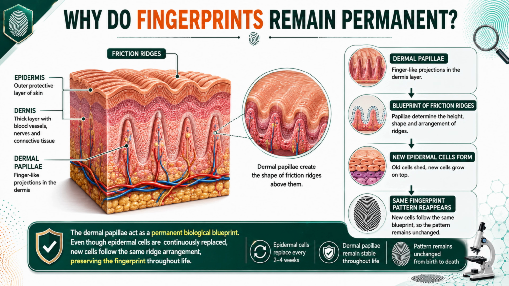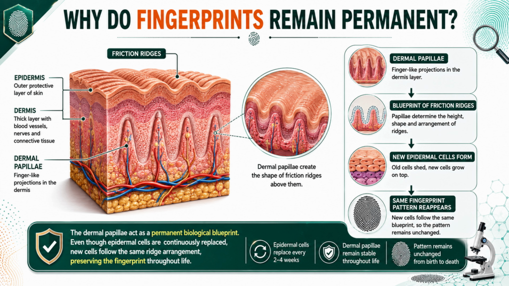Why don't fingerprints disappear when the skin constantly sheds old cells and produces new ones? The answer lies in the structure of the skin. Our skin has two major layers. The outer layer is called the epidermis, while the deeper layer is known as the dermis. Between these two layers lies a specialized structure called the dermal papillae. It is this deeper structure that determines the arrangement of friction ridges.